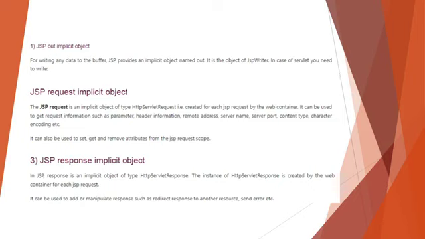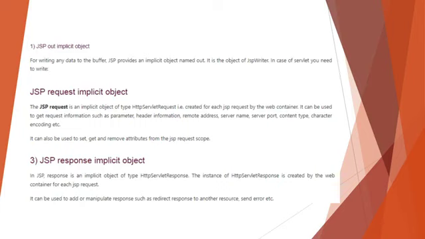Now first of all, what is the JSP out implicit object? Okay, this is a PrintWriter object used to send output to the client. The out variable is meant for what? To send output to the client. You can adjust the buffer size through the use of the buffer attribute of the page directive, which we discussed in the previous lecture.